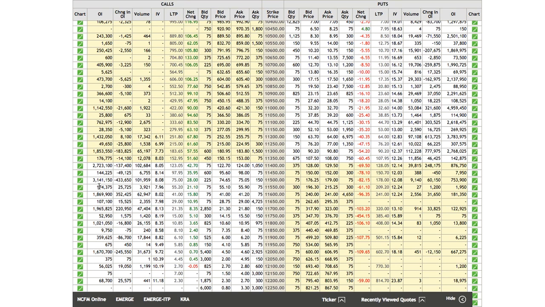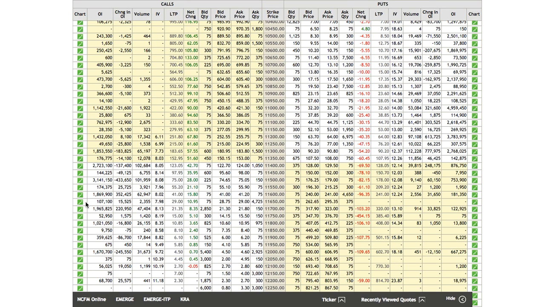So when institutional players are choosing a strike price of 11,500 on the call side and 11,000 as a strike price on the put side for writing the maximum number of contracts, it reflects what is the price ceiling and what is the price floor.